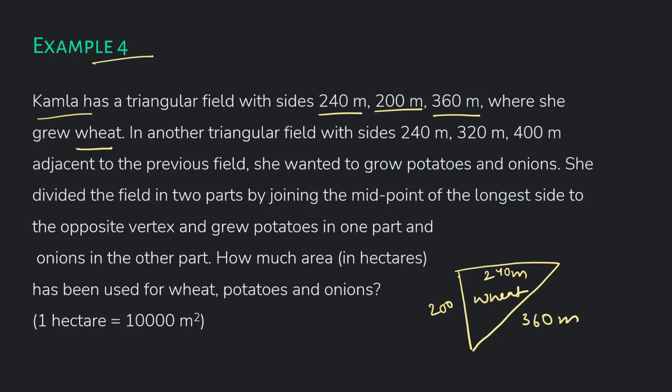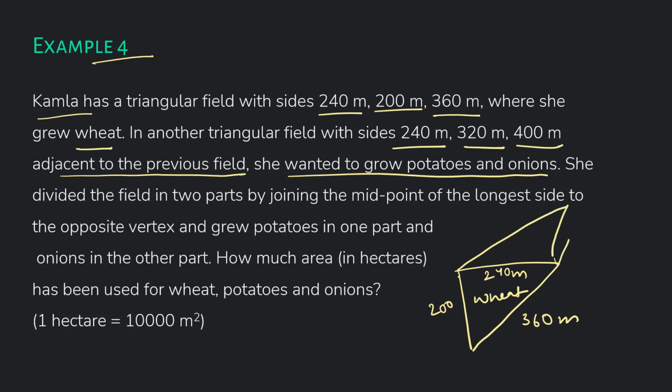The next is another triangular field of sides 240 meter, 320 meter and 400 meter. Adjacent to the previous field, she wanted to grow potatoes and onion. So adjacent to this field, let us draw another field. One of the sides is the same, that is 240 meters. So we just draw the triangle here, adjacent to 240 meter. Then another side is 400 meter and another is 320 meter.